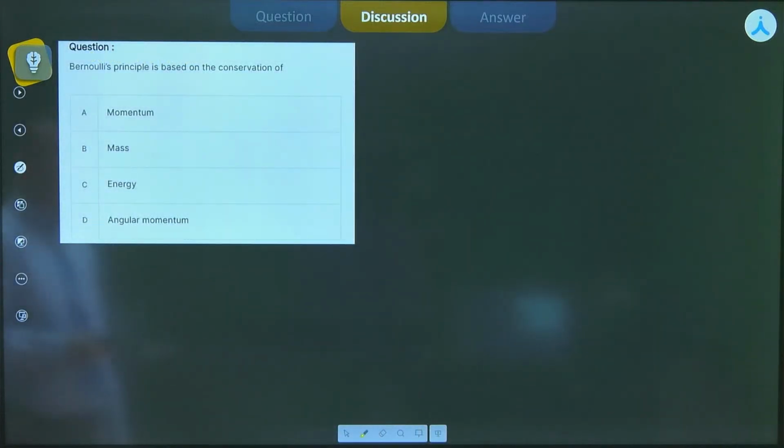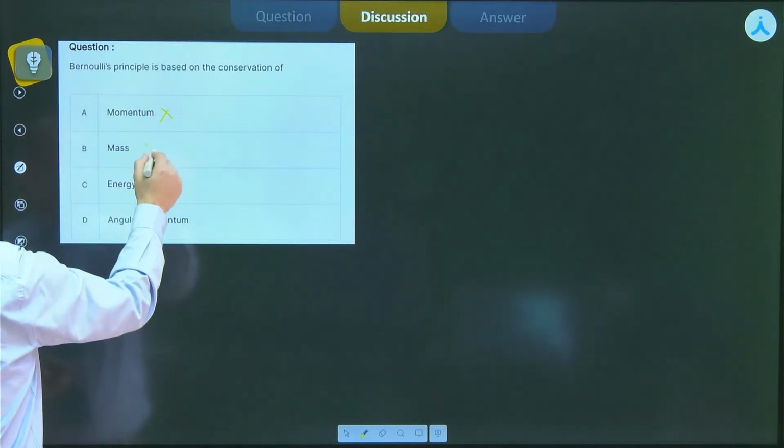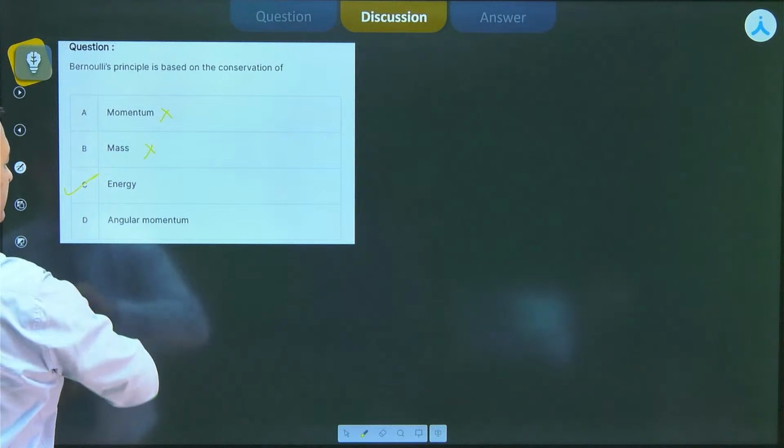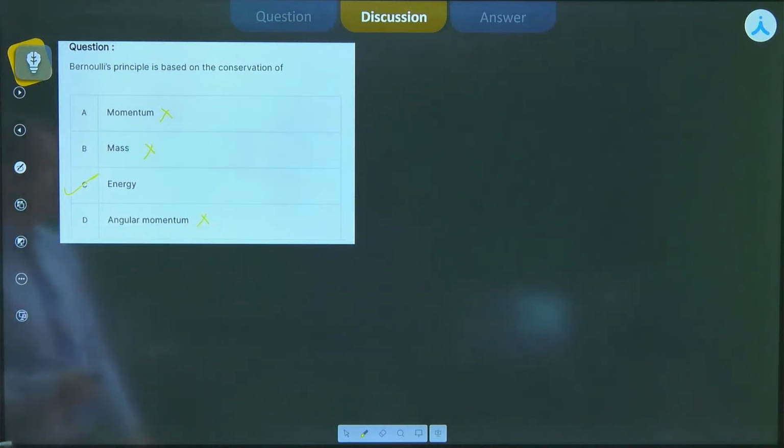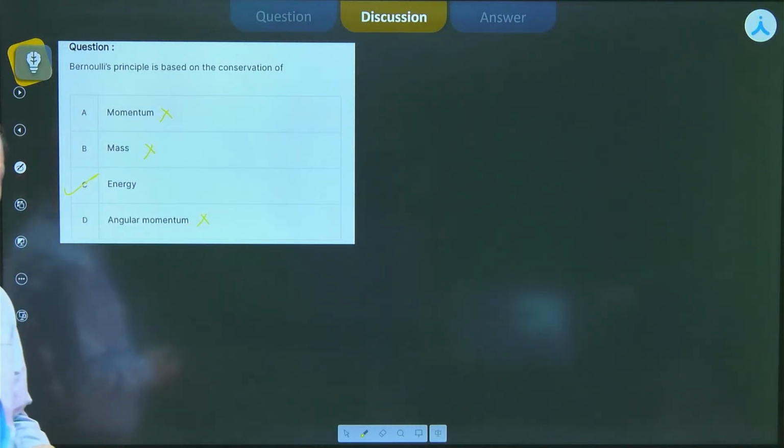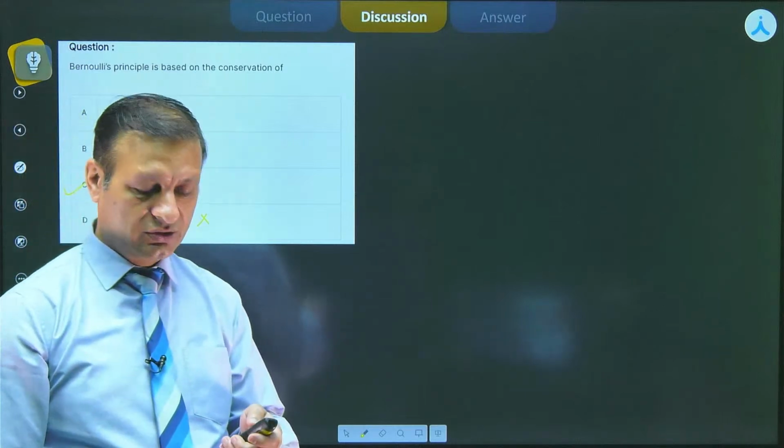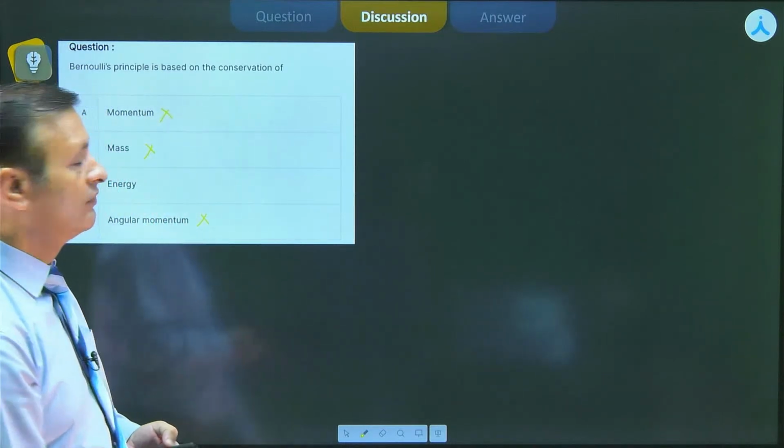So Bernoulli's principle is based on the conservation of what? Conservation of momentum, no. Conservation of mass, no. Conservation of energy, yes. Angular momentum, no. So third option, that is option number C. So shall we move?